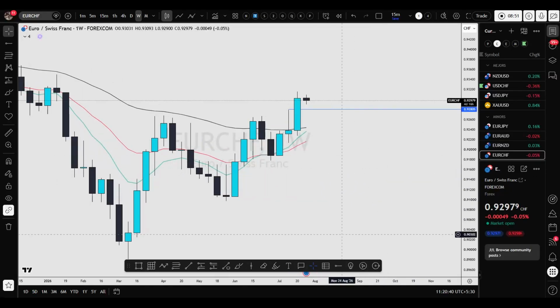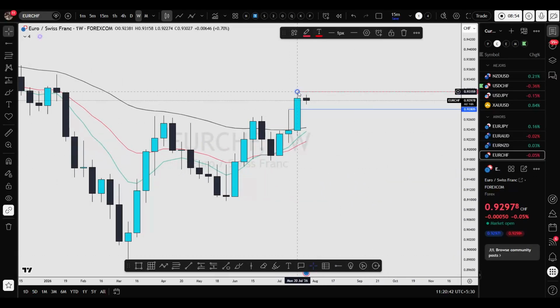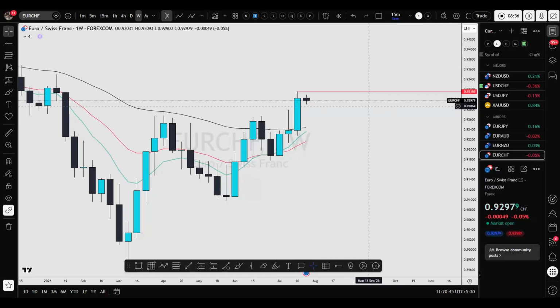Euro CHF, obviously we can look for the previous weekly high. It's pretty much eye catchy. You know what, a good trader is actually a good pattern recognizer. I'm not telling you to follow whatever I just teach you, but I just want you to know what you are good at. Whenever you look at the chart, what is the first thing that catches your eye?